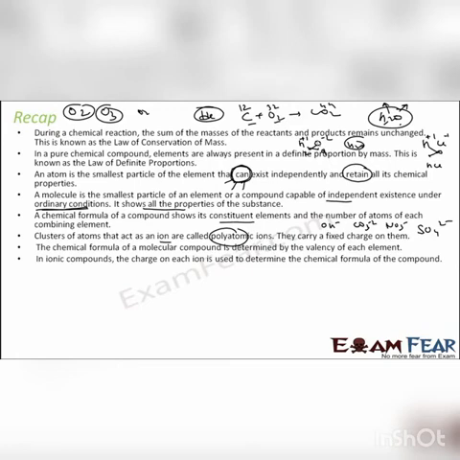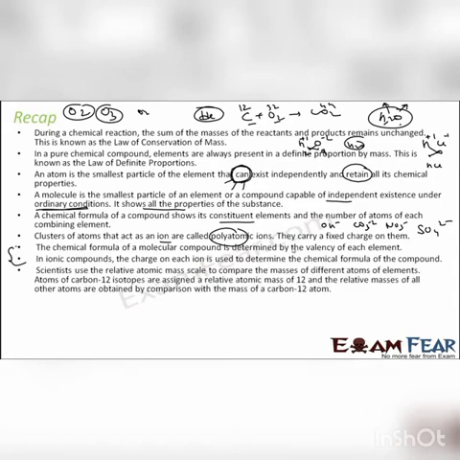In an ionic compound, the charge on each ion is used to determine the chemical formula. For covalent compounds we use the valency, and for ionic compounds we typically use charge. And scientists use relative atomic mass to compare the atomic mass of different elements.